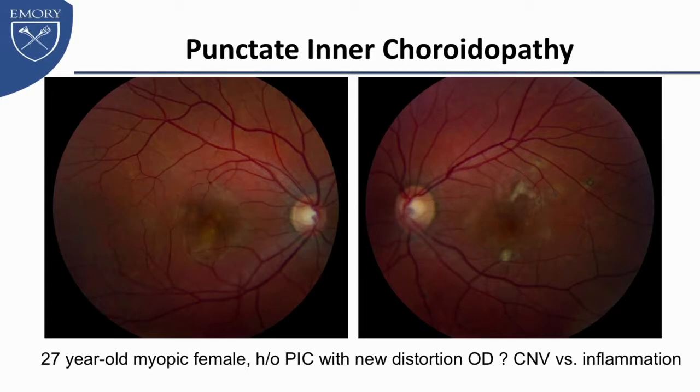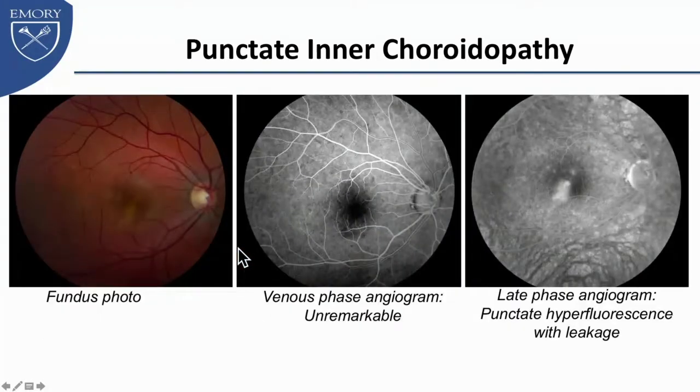Now, punctate choroidopathy, which Arthur nicely summarized as well. This is a 27-year-old myopic female. She had a history of punctate choroidopathy with some scotoma previously documented in the left eye, and came in with some new distortion symptoms in her right eye. The question was whether this subtle yellow blush represented choroidal neovascularization versus inflammation. This is where I think the fluorescein angiogram really comes in handy.